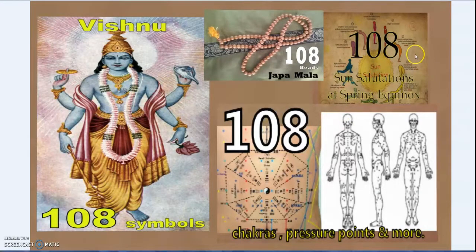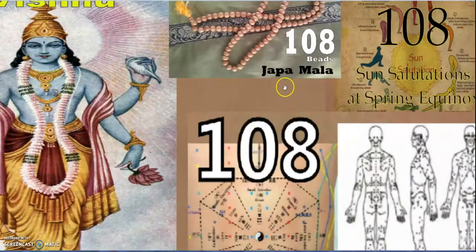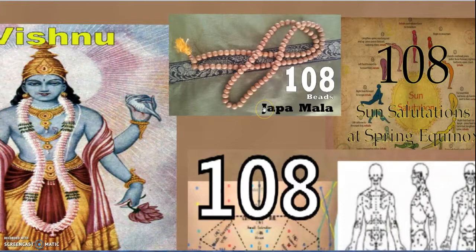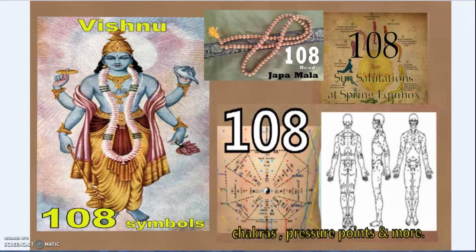Now, for instance, in Eastern tradition, amongst others, Vishnu has 108 symbols attached to him. There are 108 chakras or pressure points. Sun salutations on the spring equinox in yoga, 108 sun salutations, and the japa mala, which are especially in the Eastern, 108 beads. Very important number. You'll find 108 in all the ancient Hindu Buddhist temples. That's one of these important features.